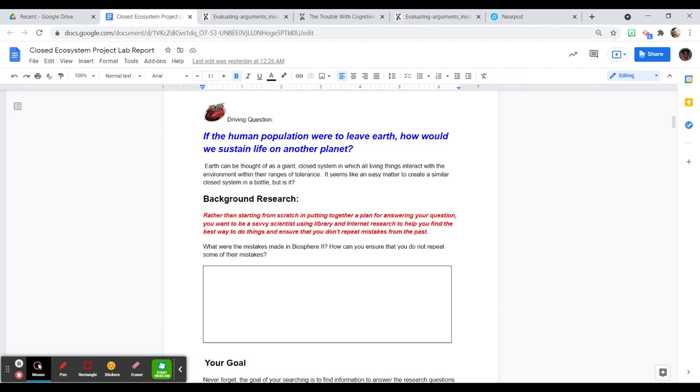So our first investigation, where we're going to be looking for some evidence, is, if sea levels kept rising and we run out of land and we need to vacate planet Earth and go to Mars, how will we sustain life on another planet? So your job is to try to recreate this planet in a jar. So that's the closed ecosystem.